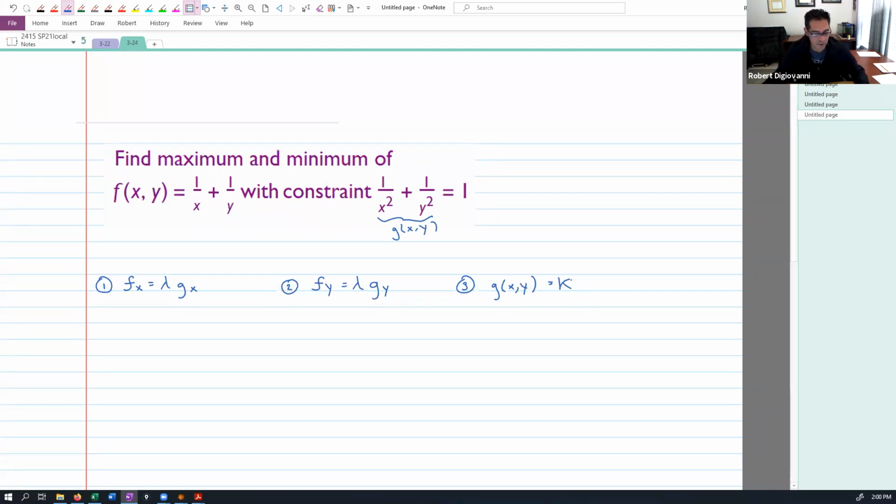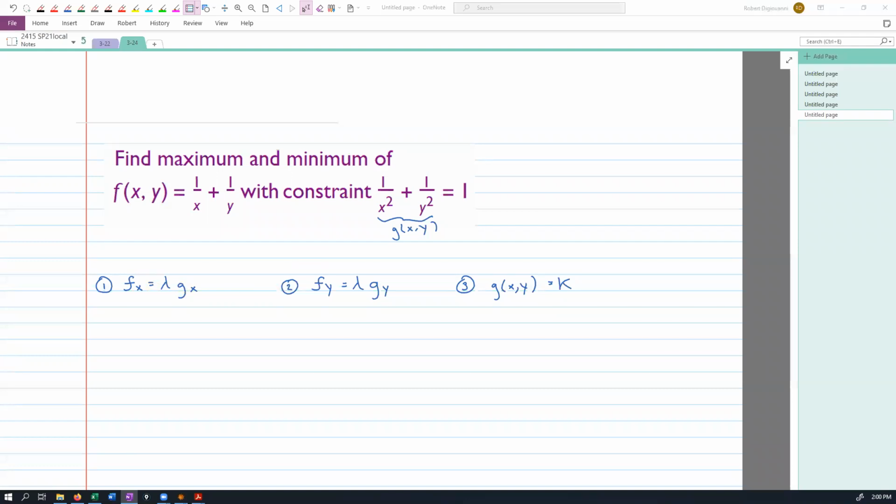Okay, what is the partial of f with respect to x? Why don't I give you all a moment to see if you can figure out, just set these equations up, see if y'all can set them up. I'll give you 3 minutes.